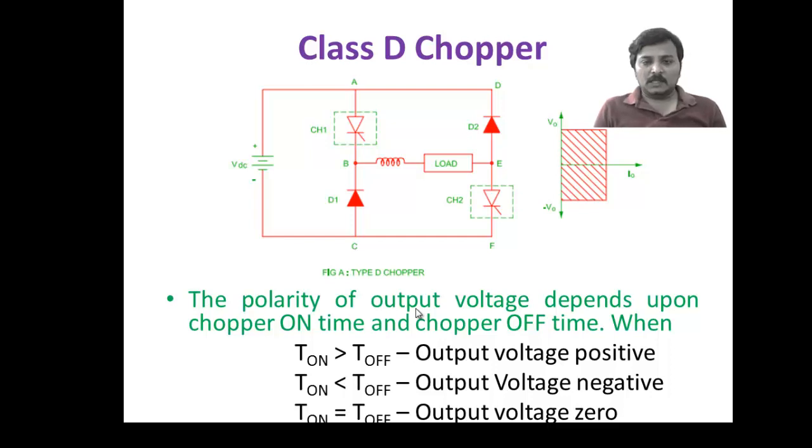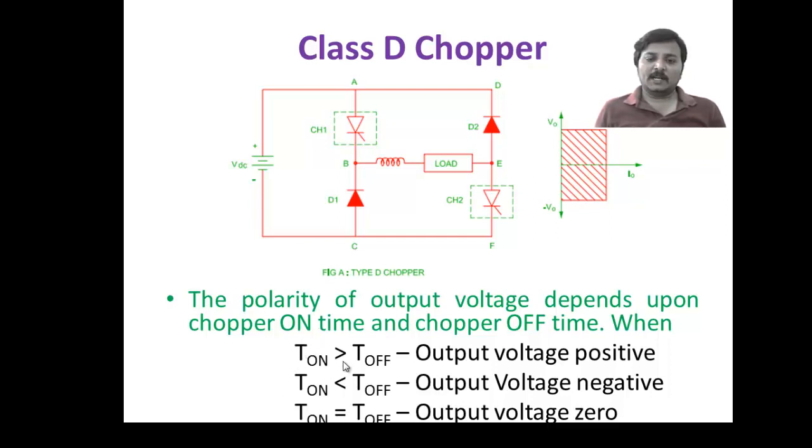Now, for the operation in the first and fourth quadrants, because the current polarity is always positive, the voltage polarity changes from positive to negative. The operation in positive or negative voltage polarity depends upon the turn on and turn off time of the control switches. So the polarity of the output voltage depends upon the chopper on time and off time.